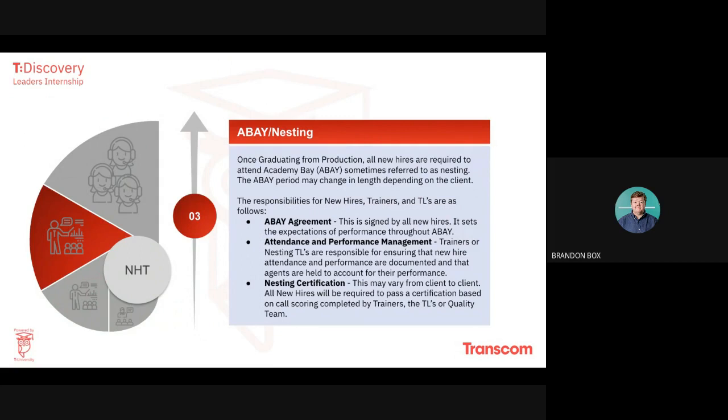You may hear it referred to as A-Bay, which stands for Academy Bay, or you may hear it referred to as nesting, which is a bit more of an old terminology. The period does change with length of the training and depending on the client. So you may see a 1 week A-Bay, or you may see a 2 week A-Bay, or even sometimes a 3 or 4 week A-Bay, depending on the client.